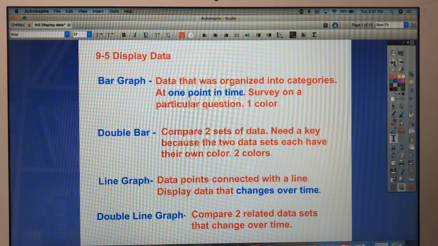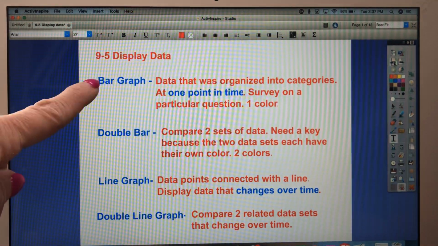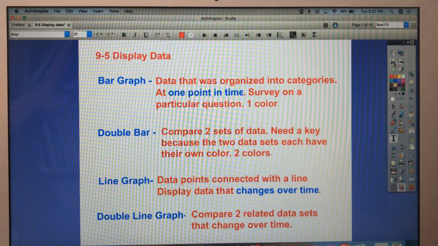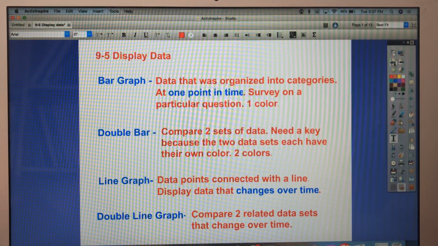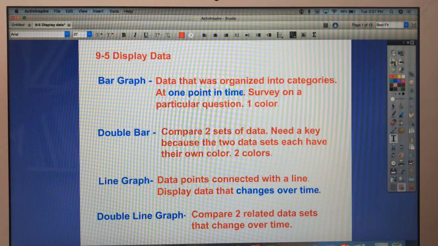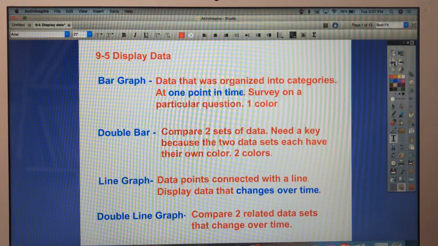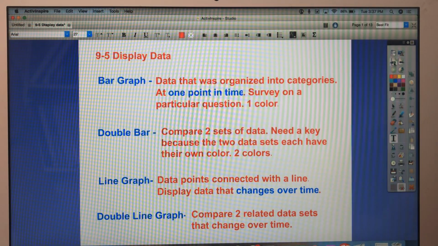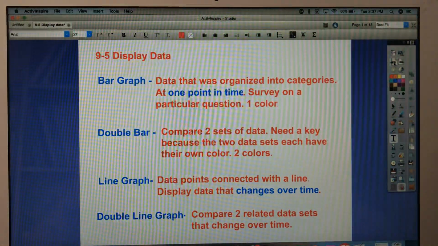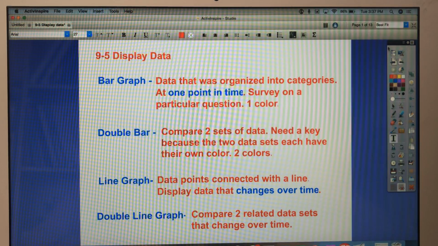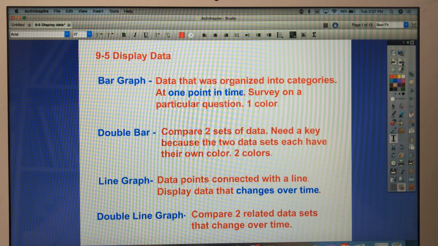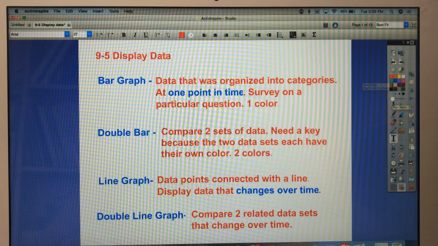Let me go back and remind you, though, that when you are doing a bar graph, it is all one color. Often I find a textbook does a bar graph and they pick all these rainbow colors and every single bar gets its own color. Okay, that is not correct. You have to have a bar graph with one color. Otherwise, you would need a key to know what the colors mean. So we will have a bar graph with one color, a double bar graph with a key and multiple colors.